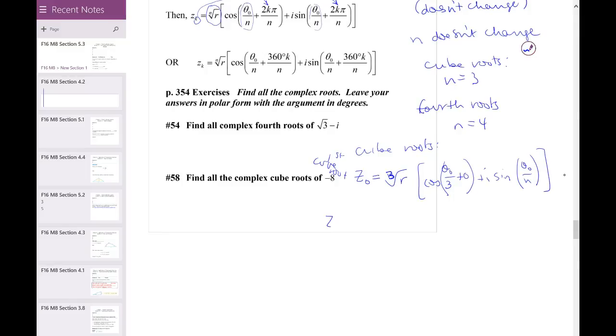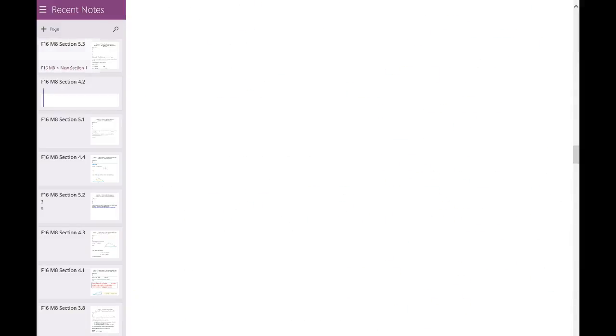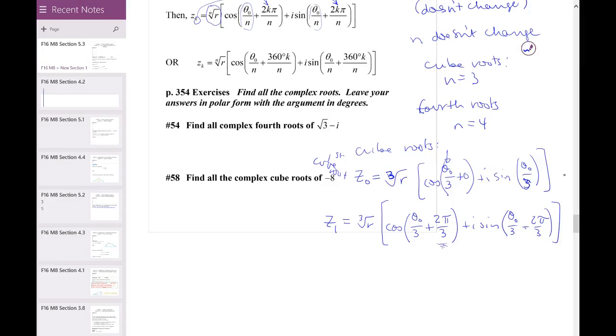Then we would let the k click up by 1 and say, now we want to find the next cube root. It's always going to be the cube root of r. That part doesn't change. Cosine of theta 0 over 3, that part doesn't change. But now k is 1, so it's going to be plus 2 pi over 3. The n doesn't change. Plus i sine theta 0 over 3 plus 2 pi over 3. So wherever the first root's angle was, theta sub 0 over 3, the next one is going to be 2 pi over 3 farther around.